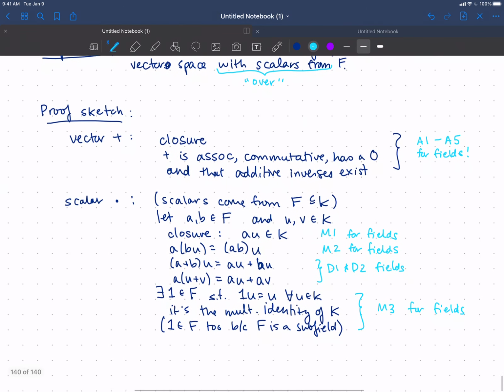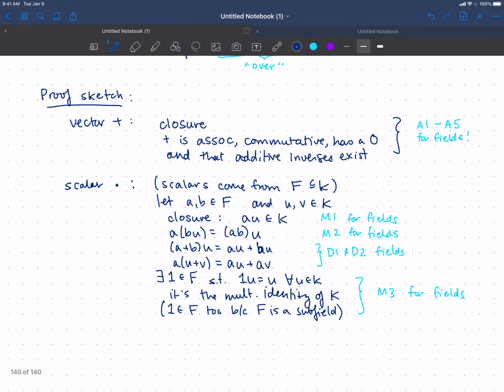So in fact, we got everything that we needed for proving that K is a vector space over F. Again, that over means that the scalars come from F. Just by thinking about what it means to have those field axioms taken a little bit out of context and smushed together or manipulated a little bit so they end up being the vector space axioms.